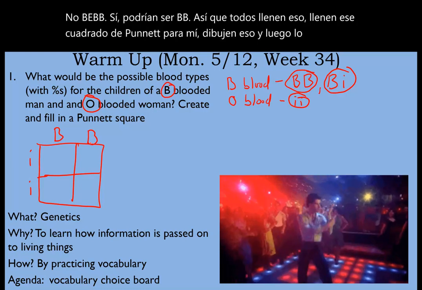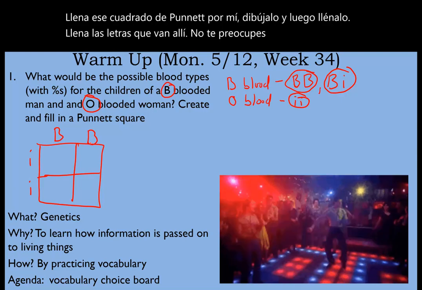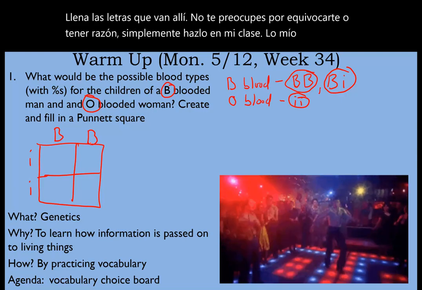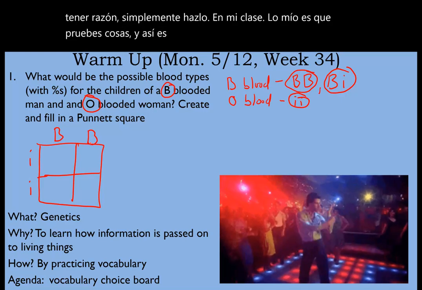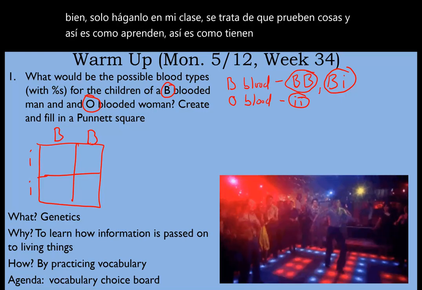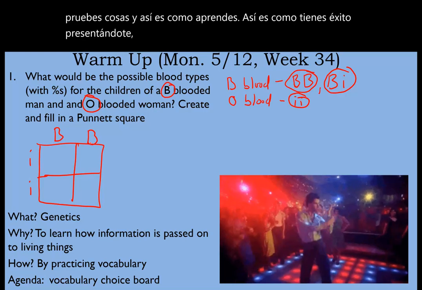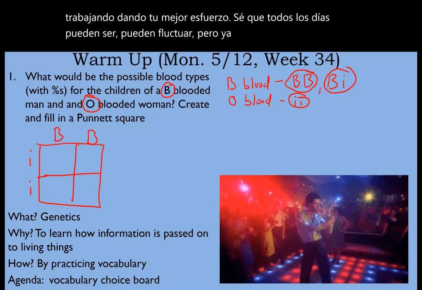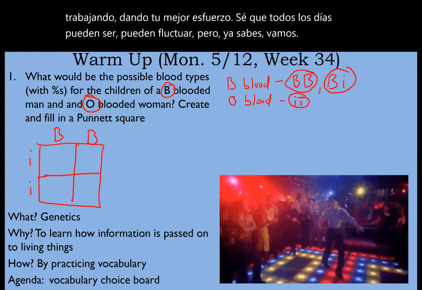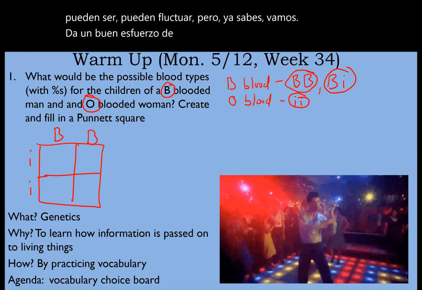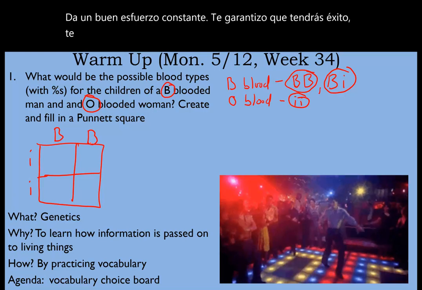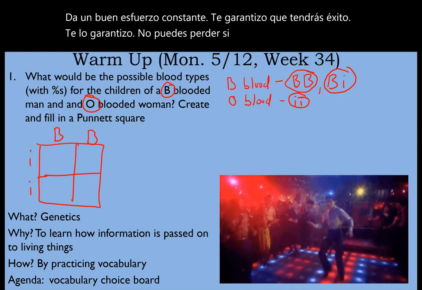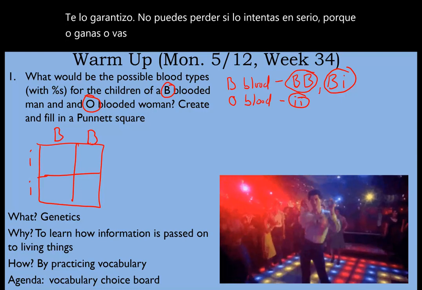Don't worry about being wrong or right. Just do it. In my class, I'm all about just having you try stuff. And that's how you learn. That's how you be successful. Showing up and trying stuff, and giving your best effort. I know every day can fluctuate, but come on in. Consistently give a good effort. I guarantee you'll be successful. I guarantee it. You can't lose if you just try. Seriously, because you'll either win or you'll learn. Either way you win, so it's win-win.